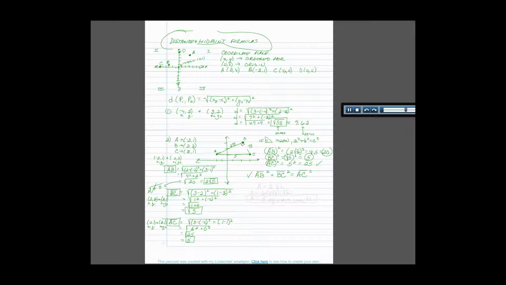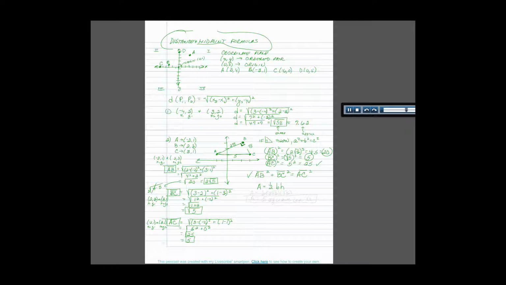And finally, it says to find the area. Area of a triangle is given by this formula, 1/2 base times height. Now, you got to figure out what's the base and what's the height. Remember, the base and the height meet at the right angle. So one of those is base, one is height.